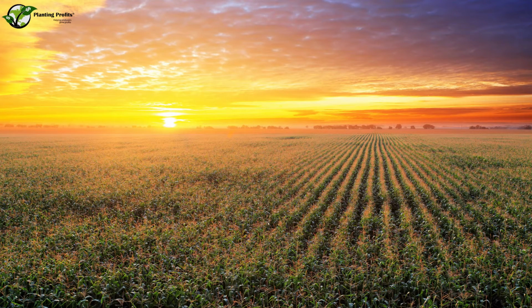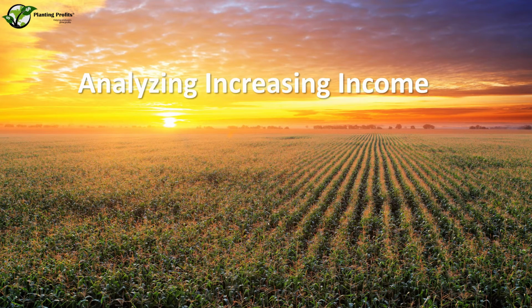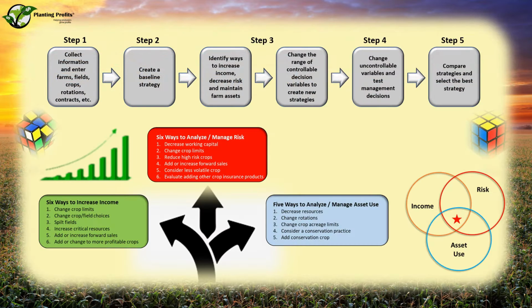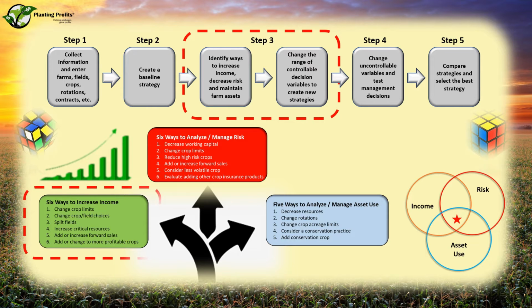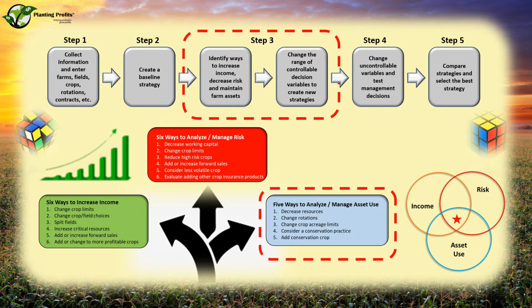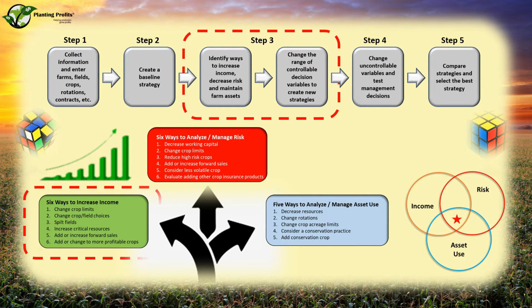Welcome! This video shows ways to analyze increasing the expected income of your crop plan. As a reminder, this is step 3 of the planning process. Step 3 has 3 paths: analyzing ways to increase income, analyzing and managing risk, and analyzing and managing asset use. In this video, we're heading down the path of finding ways to increase income.